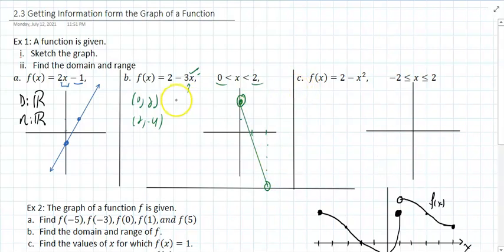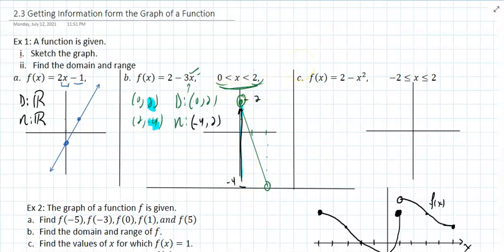And there it is. Now domain is allowable x values. It's right there. It's 0 to 2. Range, you look at the graph, you're looking at the y's. From small to large, -4 all the way to 2. So the y is going to run from -4 all the way up to y equals 2, not included.